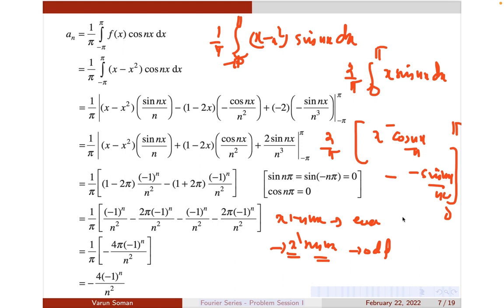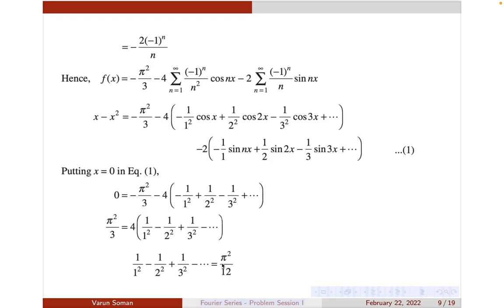I think it is 2 by pi into minus pi cos n pi by n, and when substitute x equal to pi, sin n pi will become 0, and when substitute x equal to 0, this will become 0, and sin 0 is also 0. So the final answer would be minus 2 cos n pi by n. So I think it is minus 2 into minus 1 raised to n by n. Okay, so that way also you can find it out. Let us just verify. So it is basically minus 2 into minus 1 raised to n by n.